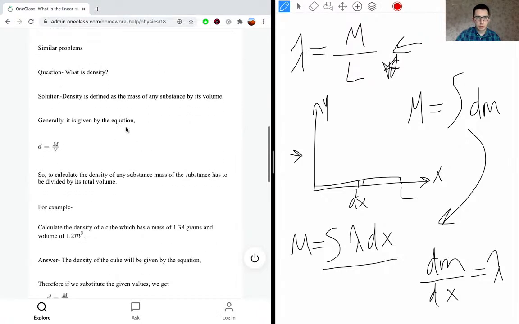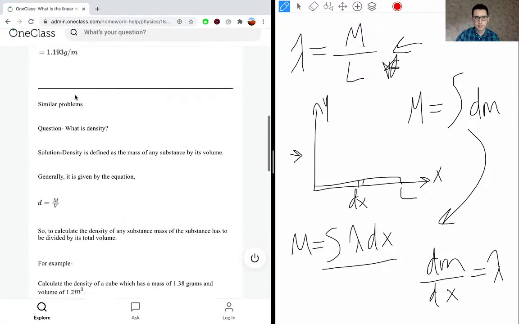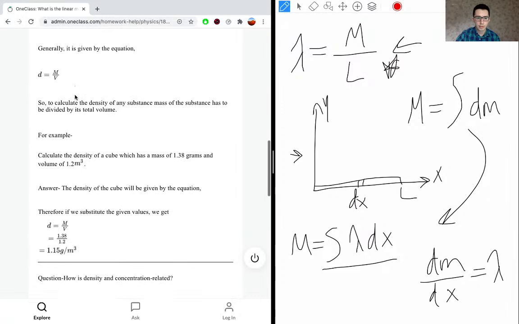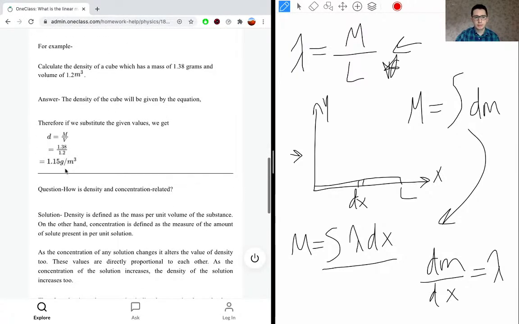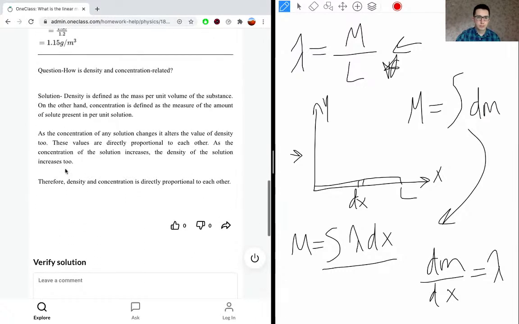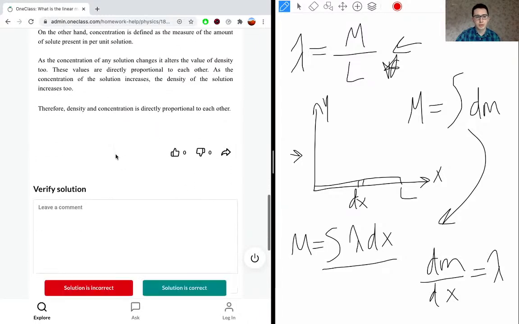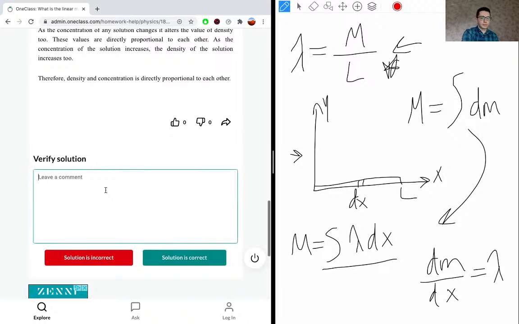They also outline what is density. So density is mass over volume. It's a similar measure of density, but here we only care about linear mass density. You can see they evaluated it similarly, just substituting in the values. And density and concentration are related, but this isn't really related to the question. As long as we understand what linear mass density is, we're fine. So correct solution. Great job.